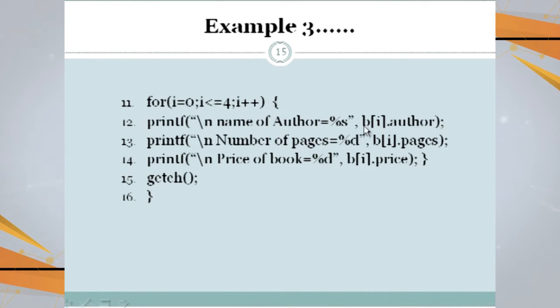And in the next cycle, b3.author, b3.pages, and b3.price will be displayed. And in the final cycle of the loop, b4.author, b4.pages, and b4.price will be displayed.